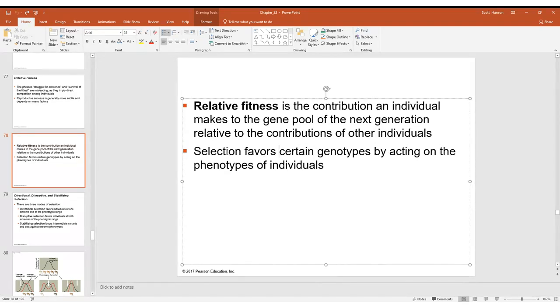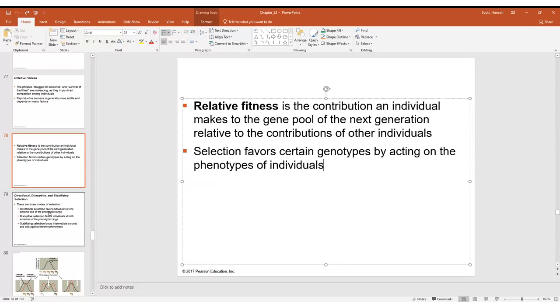And natural selection favors certain genotypes by acting on the phenotypes of the individuals. Because natural selection can't act on a genotype, because a genotype is just what alleles are there. Natural selection can only act on the phenotype, because that's the actual traits, the actual characteristics that individuals have.